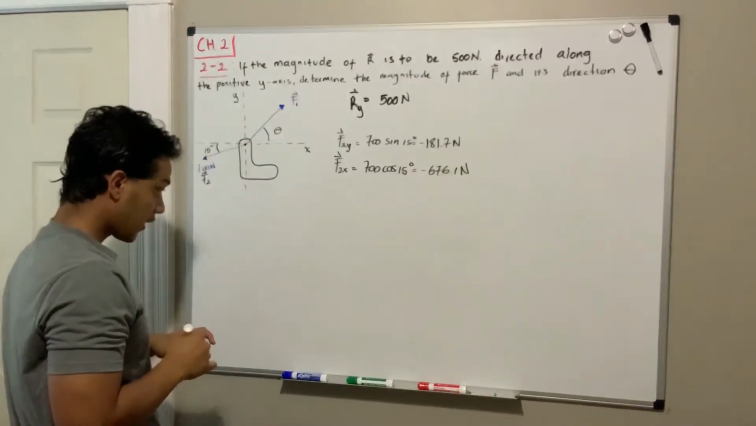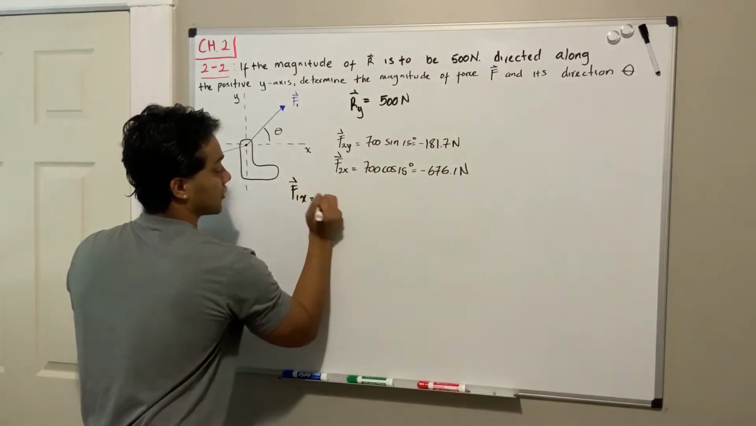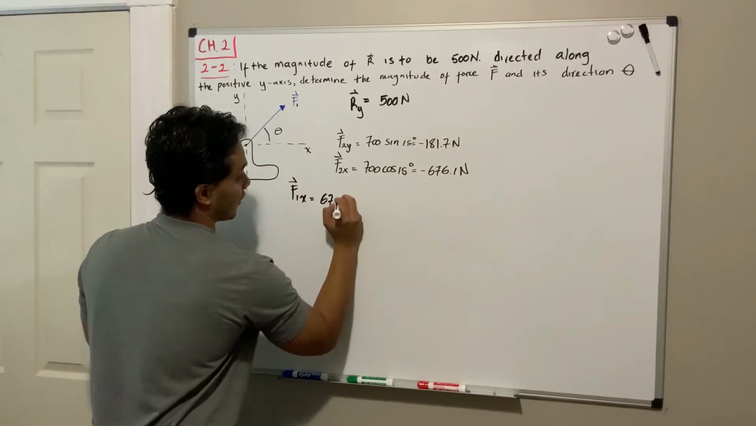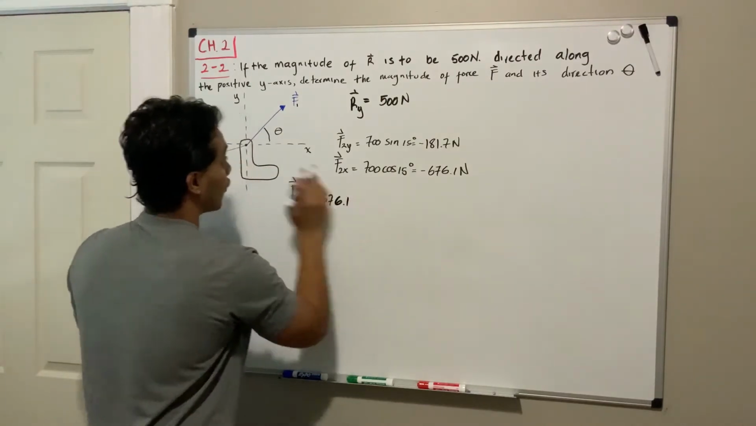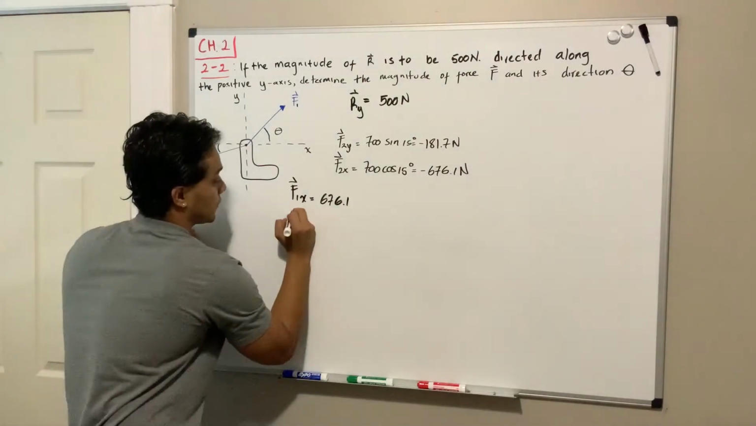Now, knowing that F of 1 in the x direction is going to be completely opposite but the same amount, it's 676.1 going to the right. And how can we find F of 1y?